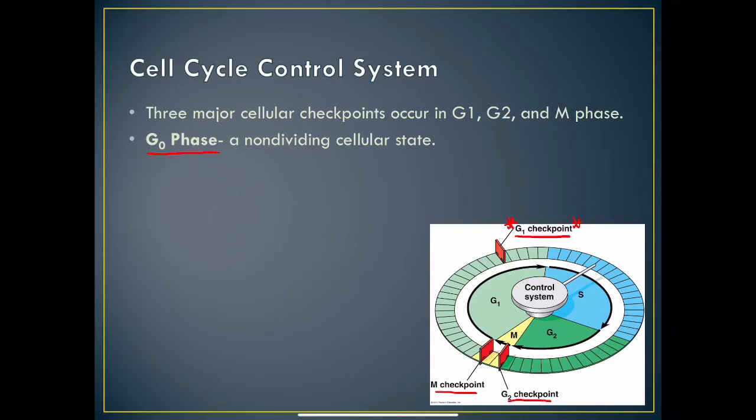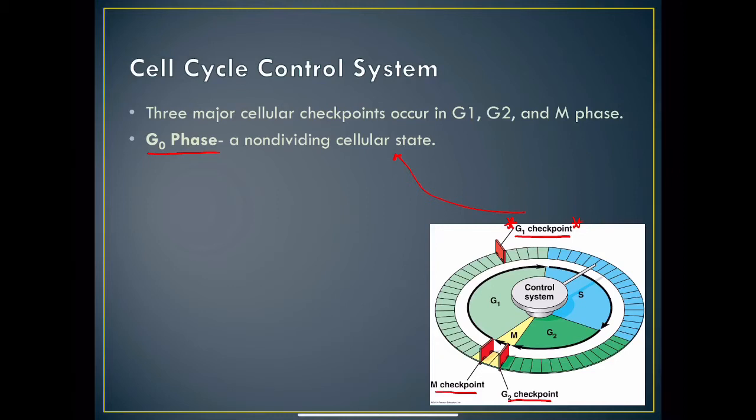But G0 is a non-dividing cellular stage. So when cells are not in interphase, not growing and not dividing, they're considered to be at rest. They're in a G0 stage. And if the cells fail to meet these checkpoints, then they are sent back to G0 until they can do whatever they need to be able to pass the test.